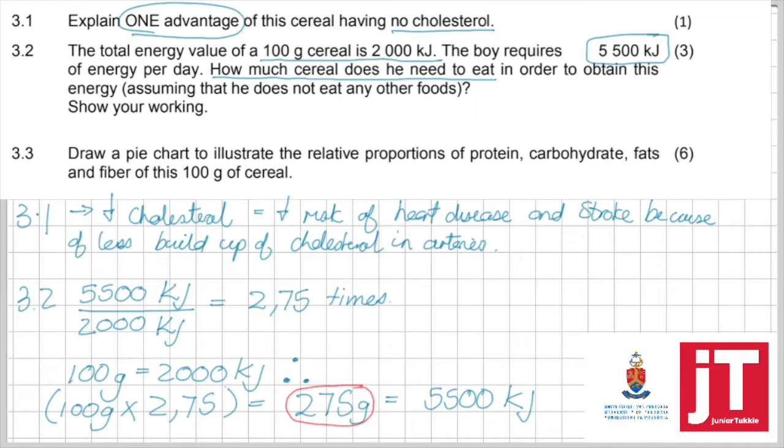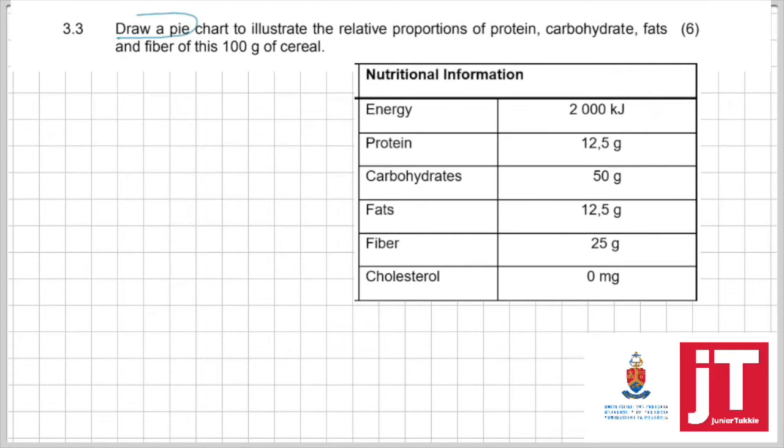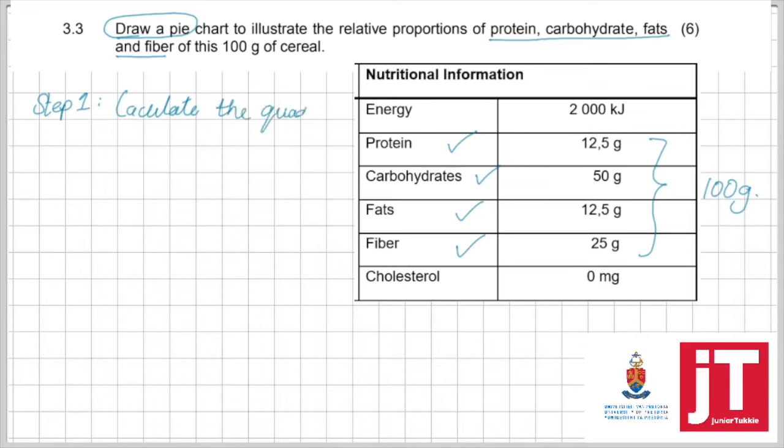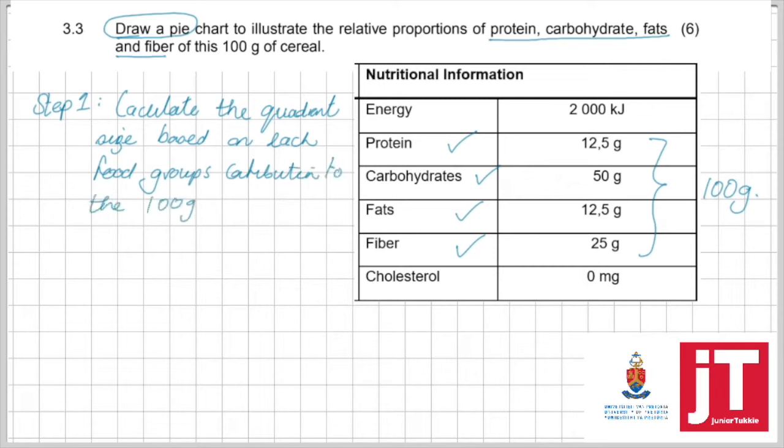Right, moving on to question 3.3. I've taken question 3.3 onto the next page, and we're asked to draw a pie chart to show the relative proportions of the protein, carbohydrate, fat, and fiber that each one contributes to this 100 grams. Our first step is to calculate the quadrant size, because keep in mind we are drawing a pie chart. We're going to calculate the quadrant size of each to make sure that we can correctly represent the contribution of protein, carbohydrate, fat, and fiber accordingly in this pie chart.